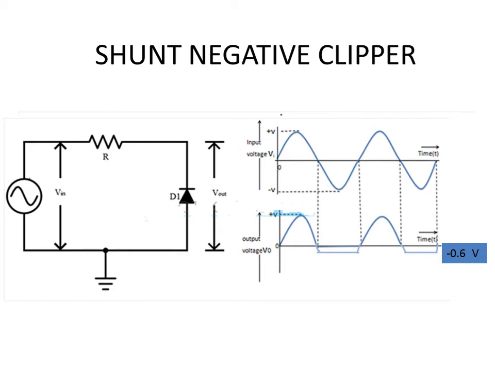But that CRO will be measuring the voltage across the diode, and that is going to act like a battery whose polarity is the reverse of the way in which we have connected the CRO. So obviously CRO will be measuring a voltage equal to negative 0.6. That is what is shown in the diagram. So the clipping level for this negative shunt clipper, when the diode is a real diode, is negative 0.6 volt for a silicon diode.